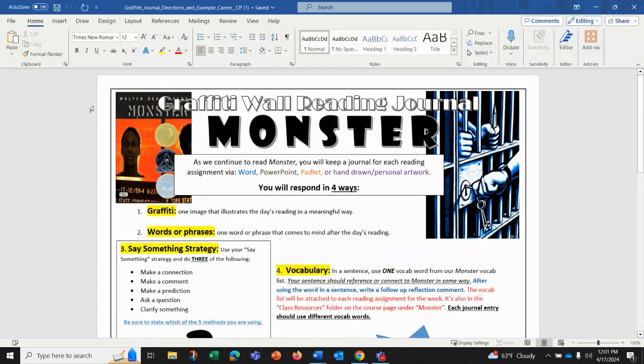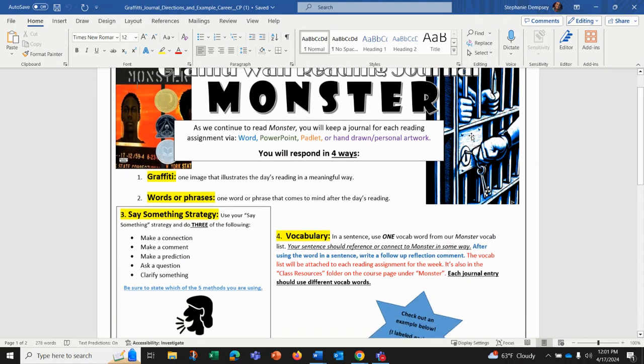So our instructions are as follows. You're going to be creating a graffiti wall reading journal as we read Monster. So as we continue to read Monster, you will keep a journal for each reading assignment. You have the option to use Word, PowerPoints, Padlet, or you can hand draw some personal artwork. You're responding to four things.